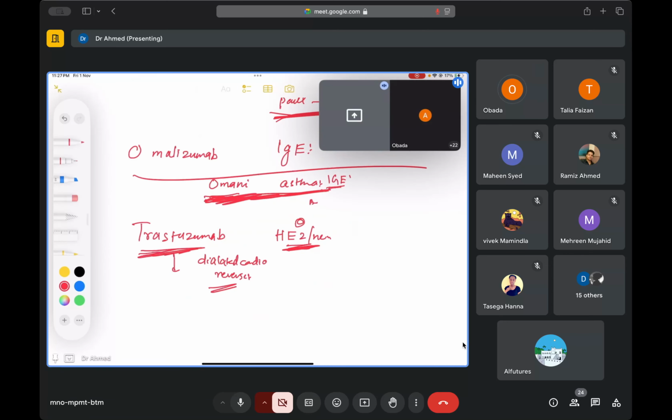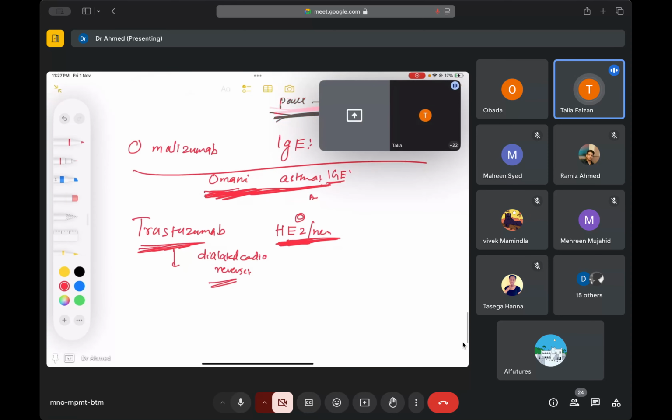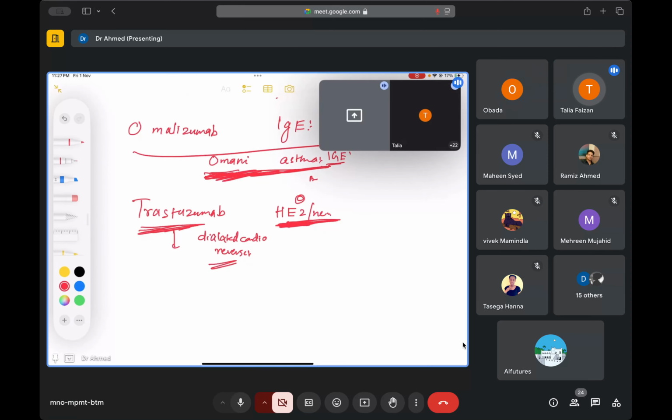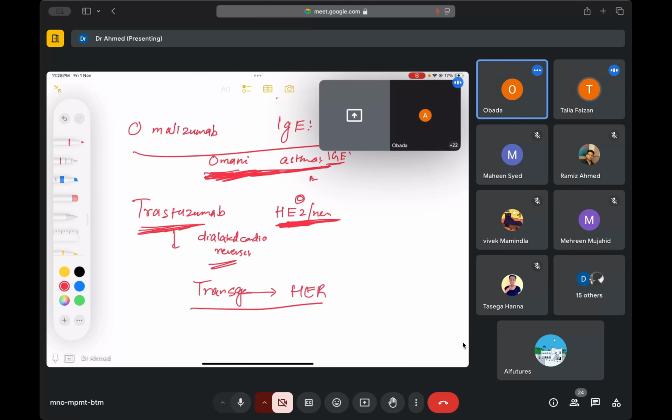Okay, any mnemonic for this? I have a mnemonic in mind. You know, transgender, they are basically what? Her, right? They are not he, they are her. Okay, so trastuzumab for HER2/neu.